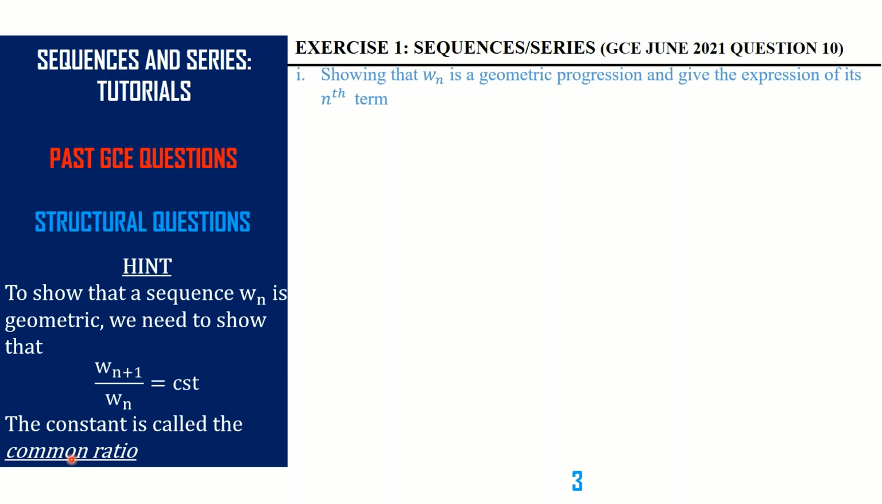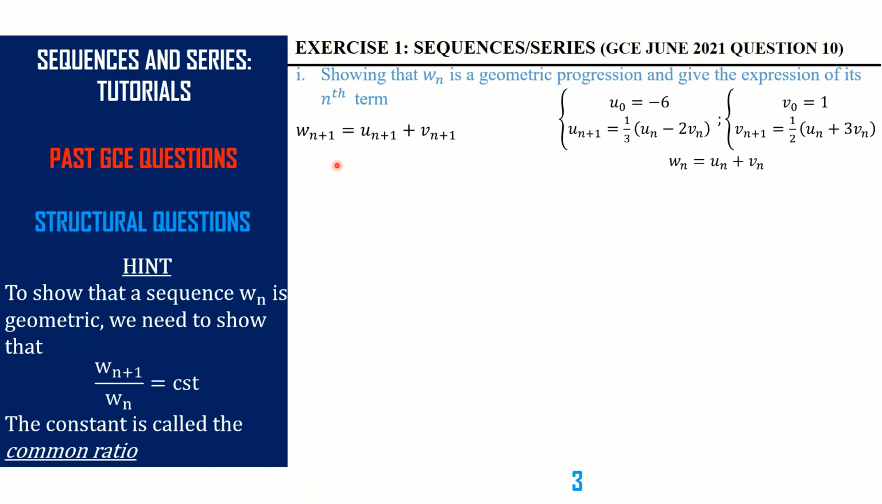Remember, the constant is called the common ratio because it is going to help us to express Wn in terms of n, that is, finding the n-th term. Alright, we're being given information about Wn, about un, and about vn. Wn is equal to un plus vn. Since we need to show that Wn+1 divided by Wn is equal to a constant, we need to find Wn+1 because we know Wn already.